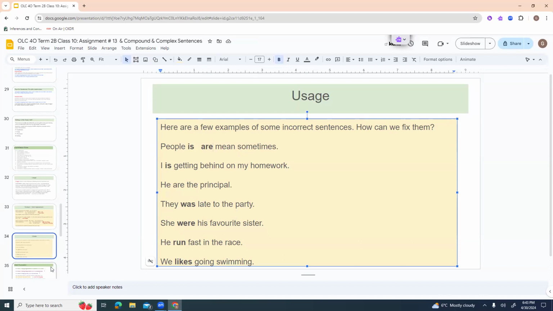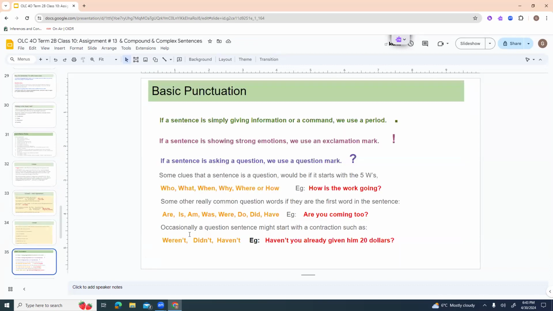Okay. Basic punctuation. I think this part's pretty easy, but if you're using a command or information, use a period. Strong emotions, use an exclamation point. If we ask a question, we use a question mark. Clues that a sentence is a question would be that it starts with the 5 W's: who, what, where, when, why, or how.